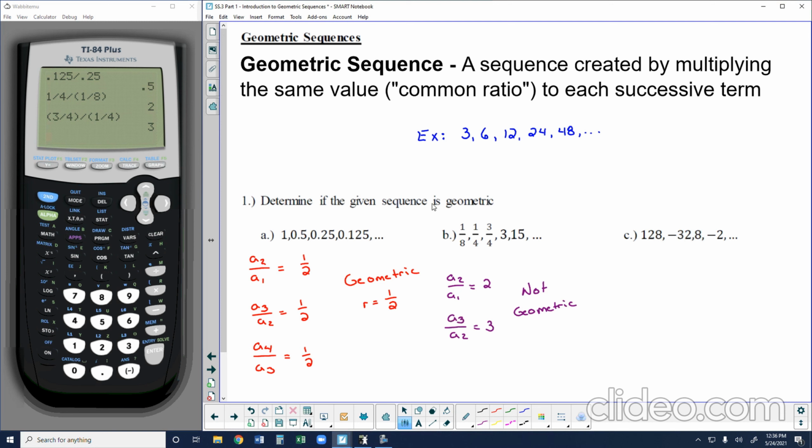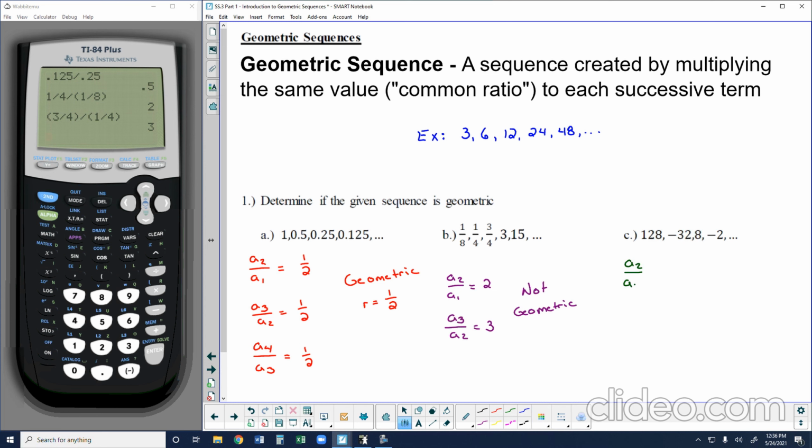Now, if I went a little bit further, I'd notice that the ratio between the fourth term and the third term is also 3. So some of the ratios may be the same, but in order to be geometric, the ratio between each term has to be identical. See if you can pause the video and determine if C is a geometric sequence.